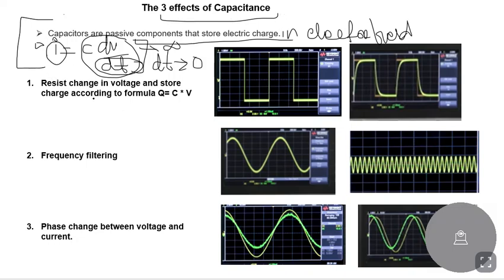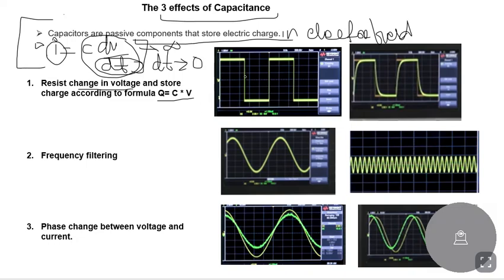capacitance. The first is it resists the change in voltage and stores charge according to the formula Q is equal to CV. So let's see by example. Here I have a voltage and time square wave. You can see the square wave inputs, and I am measuring a voltage across capacitance.